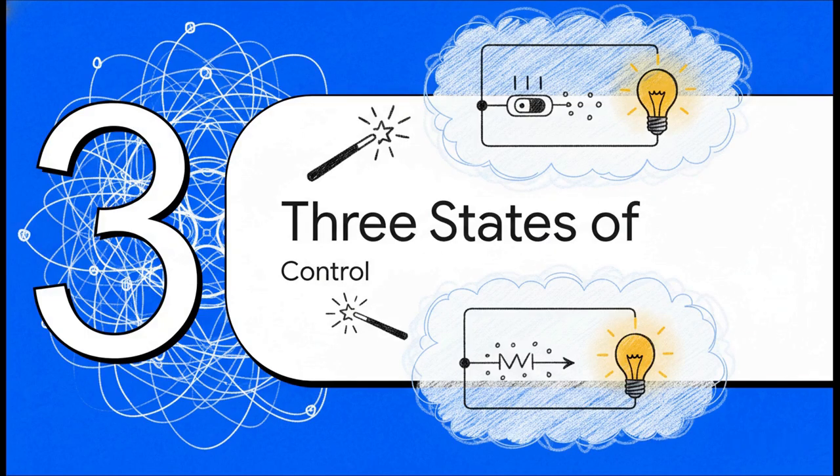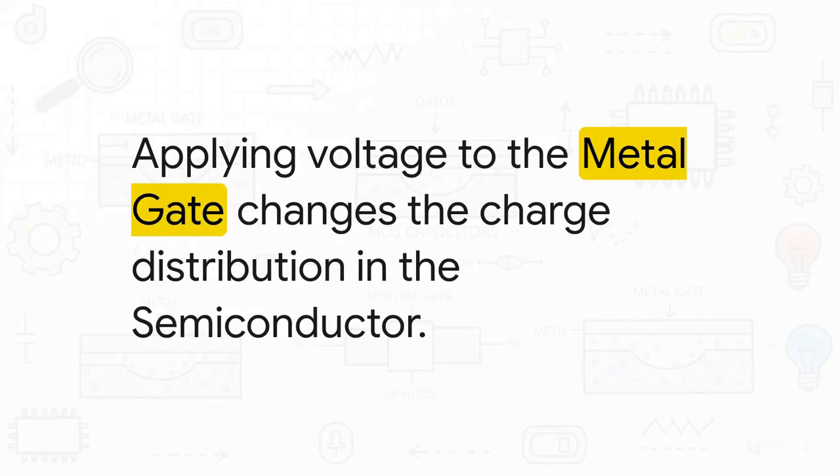Just by applying a little bit of voltage, we can make this device flip between three totally different states of operation. Here's the absolute key to understanding this. When you apply a voltage to that metal gate on top, you can either attract or push away the electrical charges in the semiconductor down below. This means you can completely change its electrical properties, and no physical parts have to move at all. It's all done with electric fields.